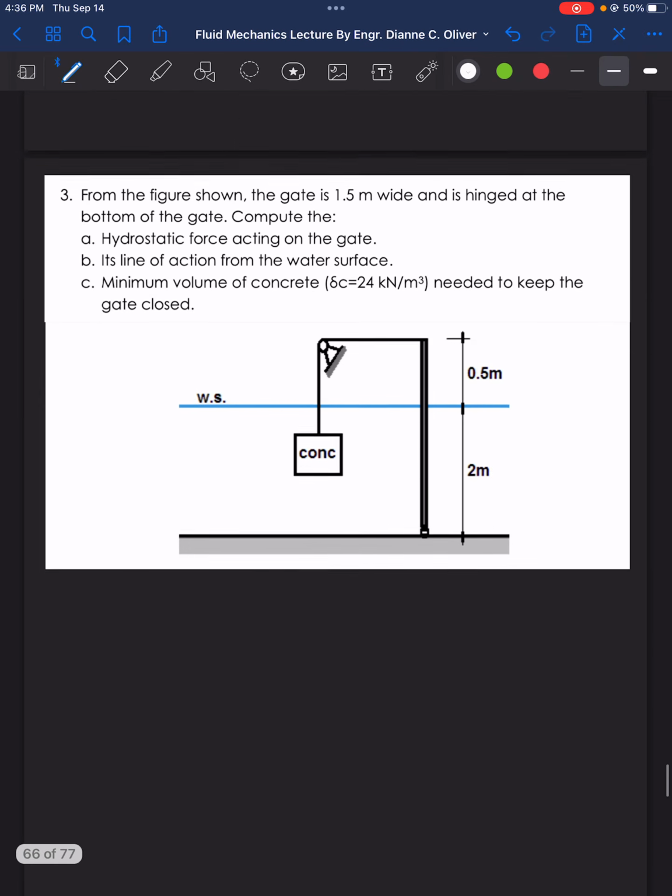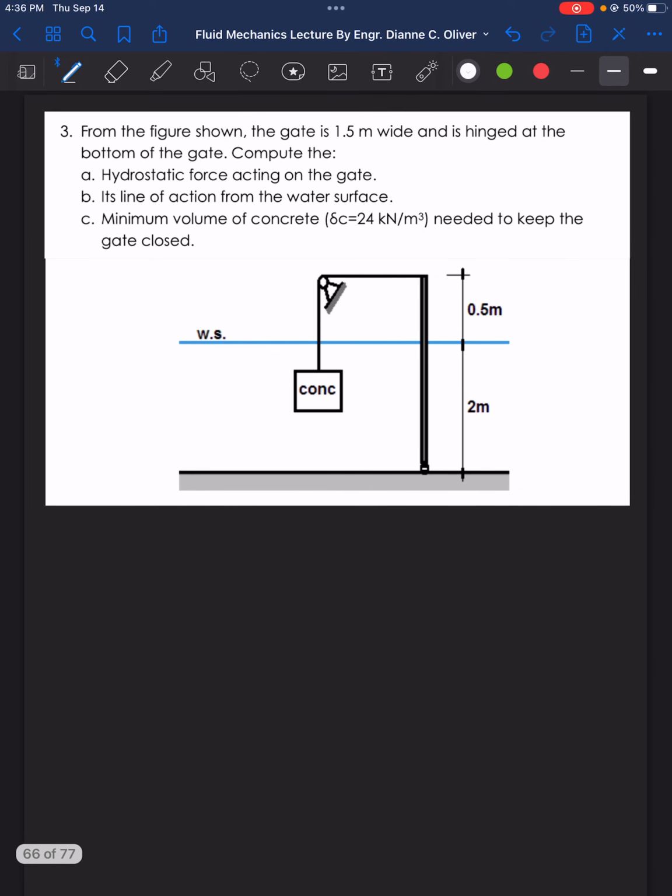Now let's go to the last example for this video. From the figure shown, the gate is 1.5 meter wide. This gate, it's talking about this gate here. That is 1.5 meter wide and is hinged at the bottom of the gate. So hinge here.